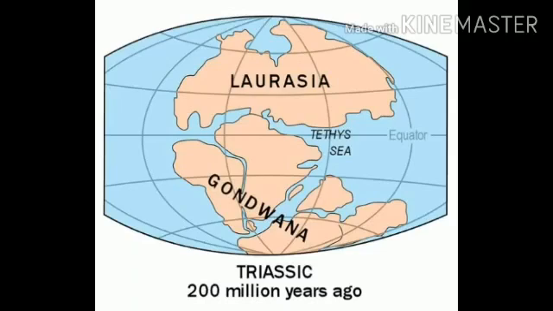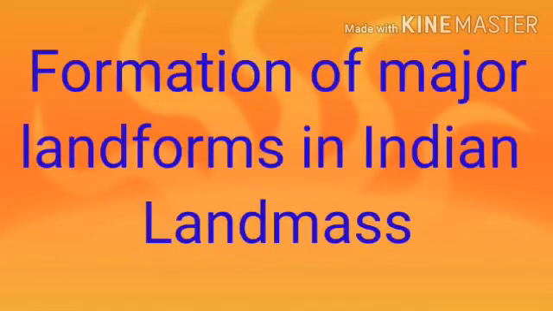Isn't it? Students, can you tell which areas comprise the Gondwana Land? Yes, the Gondwana Land comprised India, Australia, South Africa, South America and Antarctica. Moving on to understand formation of major landforms in Indian landmass.